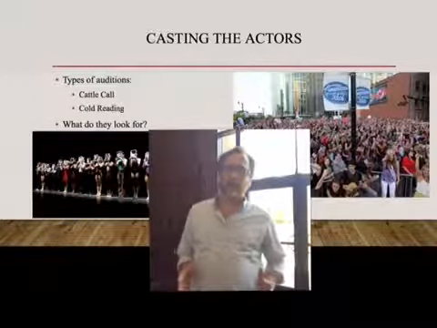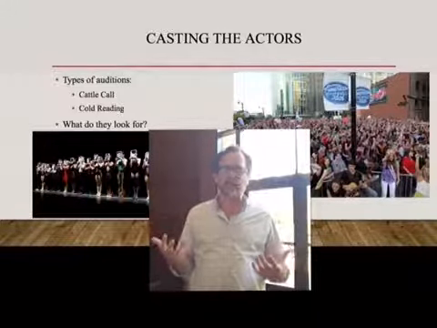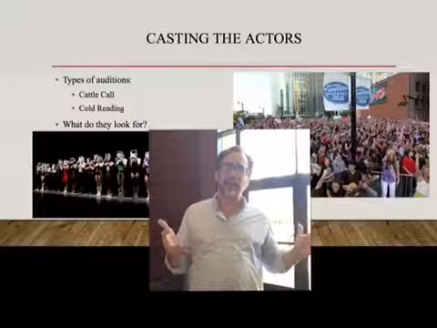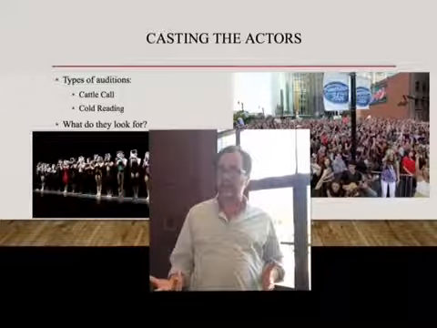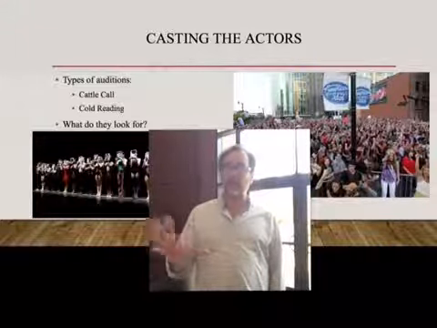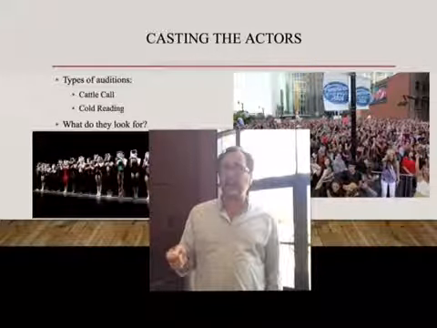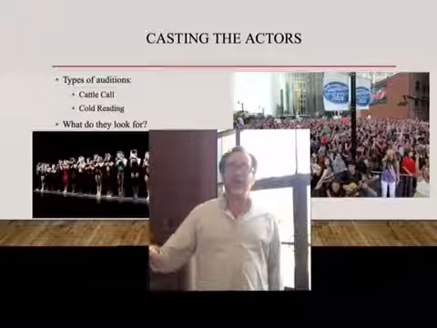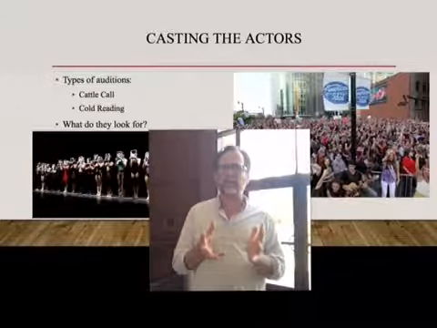In the cattle call, the actor shows up with typically two contrasting monologues or songs to perform. There's a large group of people auditioning, and one by one they go in front of the director and possibly members of the creative team and perform. They don't usually have long, typically no longer than a minute per monologue. It's a method used to audition a lot of people. You see a cattle call on reality competition shows like American Idol, where they take a stadium full of people and reduce them to a handful of folks.